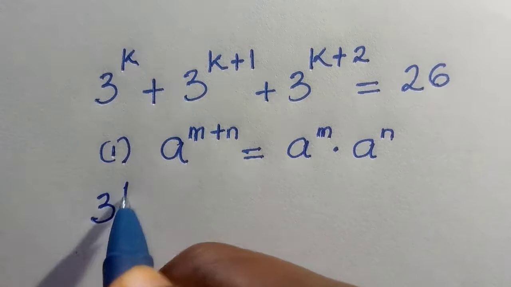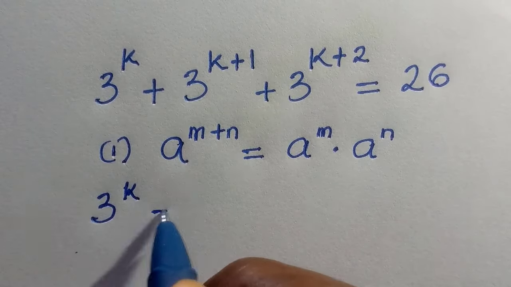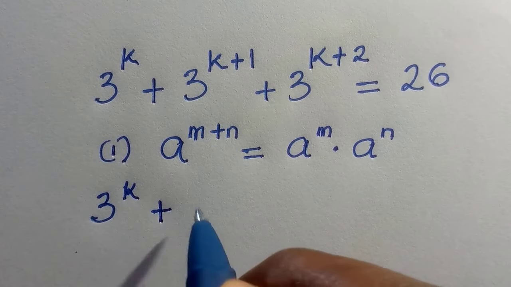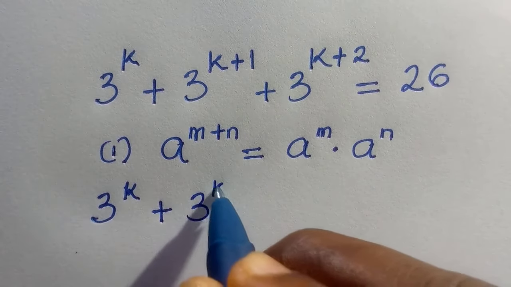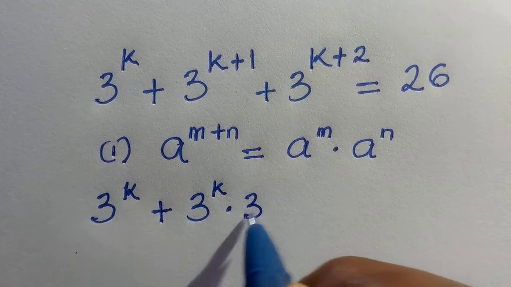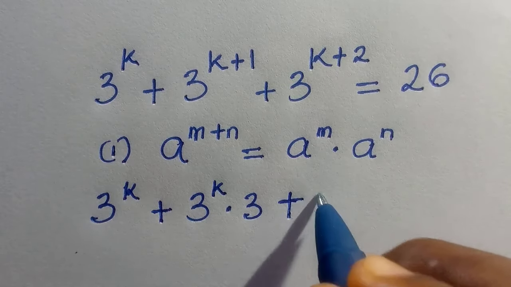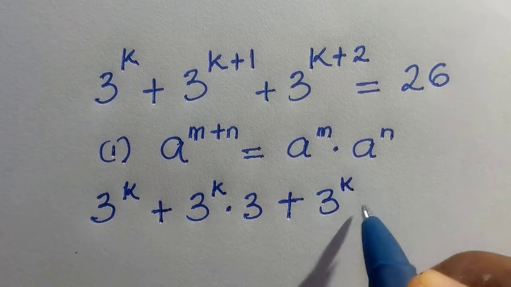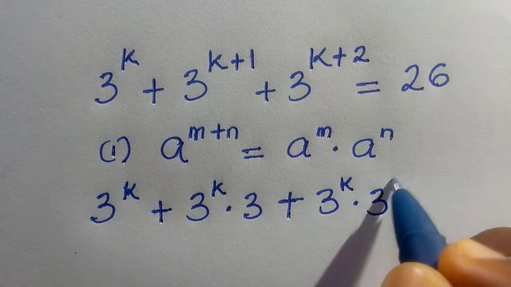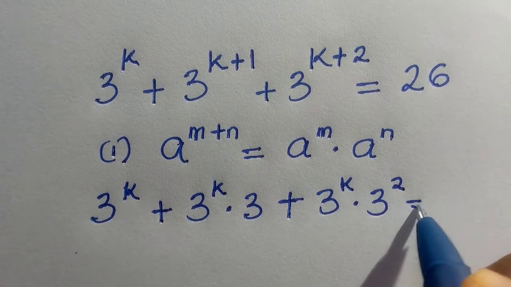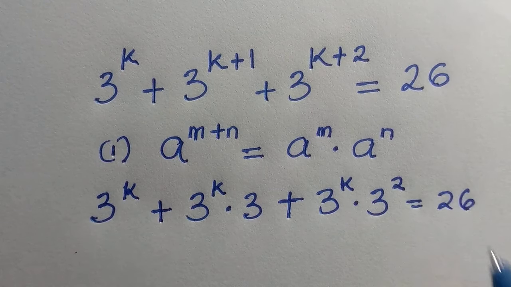The first one is still the same as 3 to the power of k plus, this is 3 to the power of k multiplied by 3 to the power of 1 according to that rule, plus 3 to the power of k dot 3 to the power of 2 equals 26.